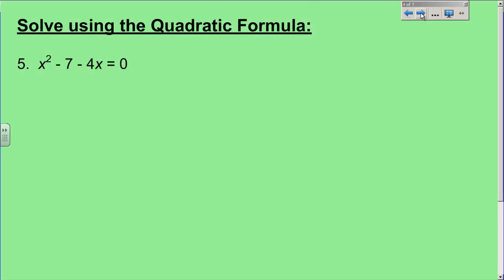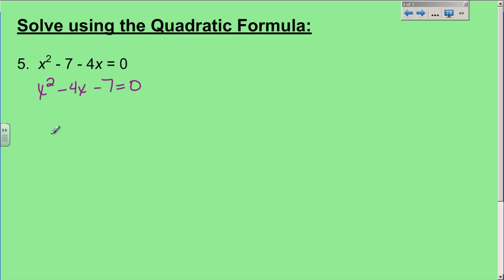So next one. This one is already solved for 0 for you. So we're just going to plug in, but it is not in the right order. So before I go doing anything, let's put this in the right order. So it should go x squared minus 4x minus 7 equals 0. This way I can know for sure that it goes A, B, C. And always make sure that it is in the right order. It goes x squared, then x, then no x.